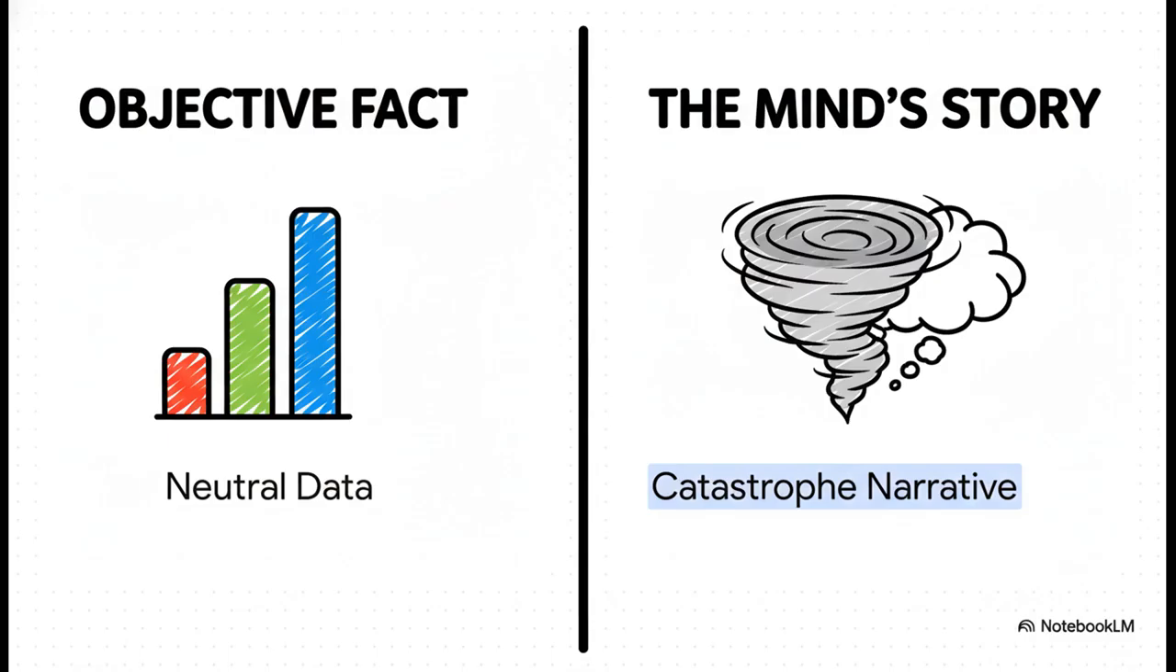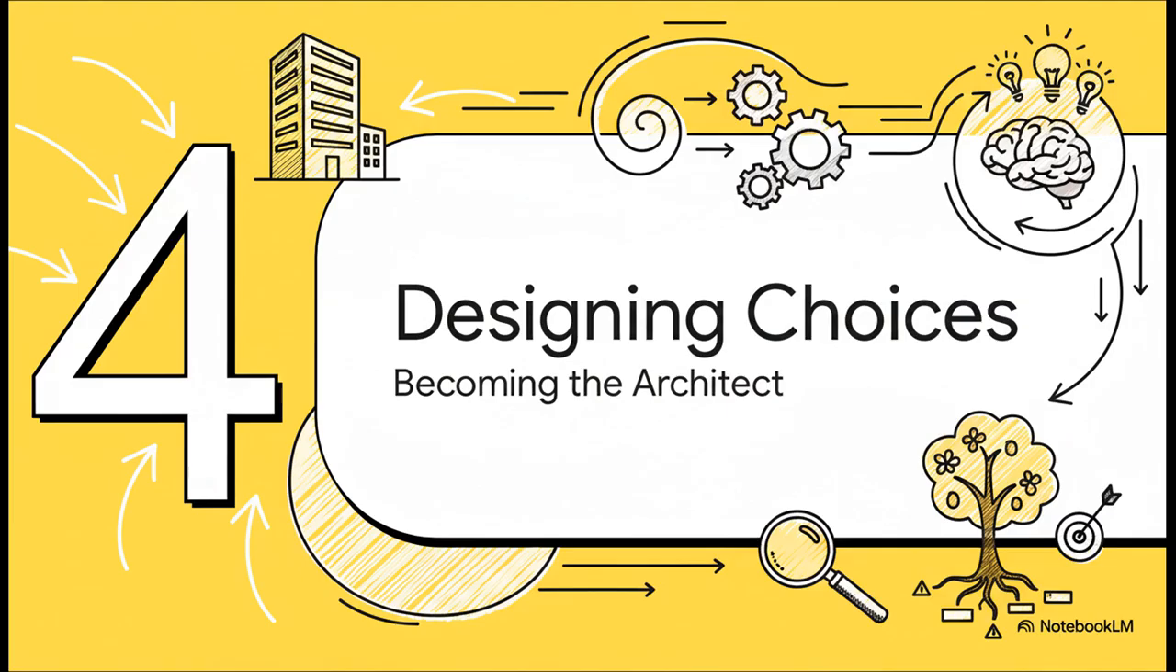The big move here is learning to see the space between the two, to separate the facts from the story we're telling ourselves. Okay, so moving into section 4, designing your aligned choices. Because once you start getting a handle on those early stages, the emotion and the interpretation, you can actually start to consciously design the outcomes you really want. So let's talk about how you become the architect of your own choices.